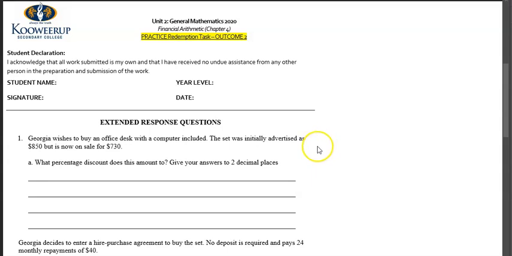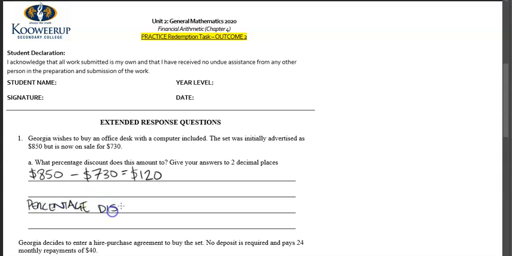What percentage discount does this amount to? Give your answers to 2 decimal places. The first thing we need to do is find the difference between the two amounts because we need to get the discount amount. This ends up being $120. So the difference between the two is $120. We then will use this amount to get the percentage discount.